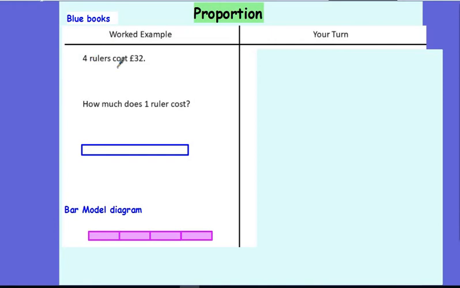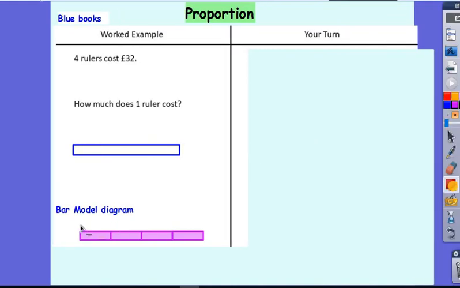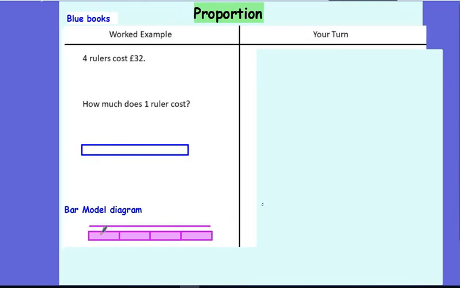Okay, I've been told 4 rulers cost £32, and my first question is, how much does 1 ruler cost? Here's my bar model at the bottom, and there's my 4 rulers. So we know that all 4 of those rulers, all the way along here, cost me £32. So to work out what 1 ruler costs, we need to do 32 divided by 4, which is 8. So we know that each one of those rulers is £8. 8, 8, 8, and 8.